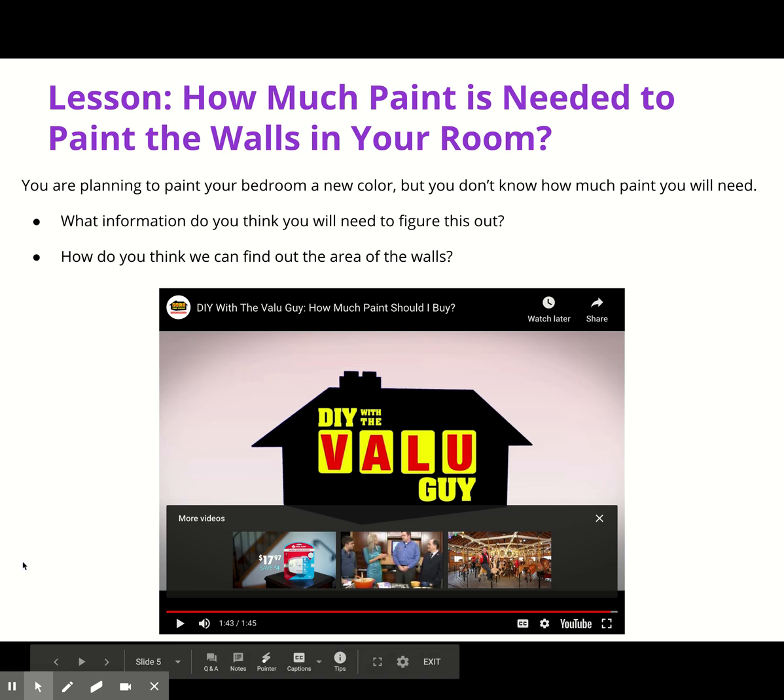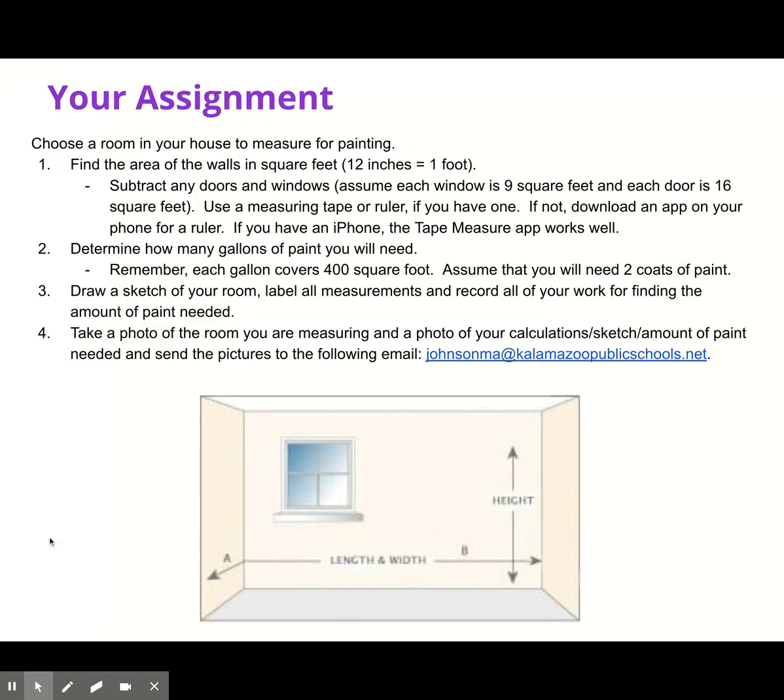So the key measurements that you're going to need to find the area of your walls are: you're going to have to measure the length and width of the floor and also measure the height. So let's get to our assignment. That's what you're going to be working on.